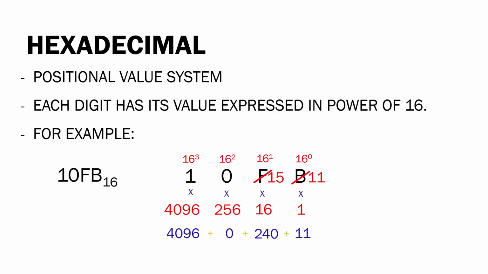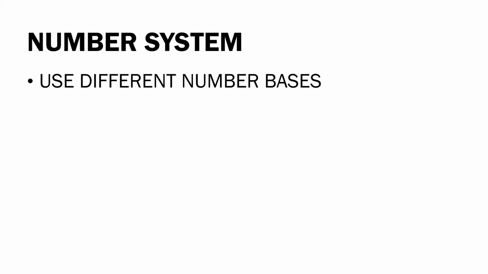Then just sum it up. So 4096 plus 0 is equal to 4096. Plus 240 is equal to 4336. And plus 11, so it is equal to 4347 decimal. And again, the decimal equivalent of any hexadecimal number is the sum of the product of each digit with its positional value.